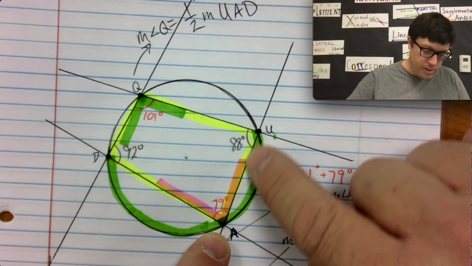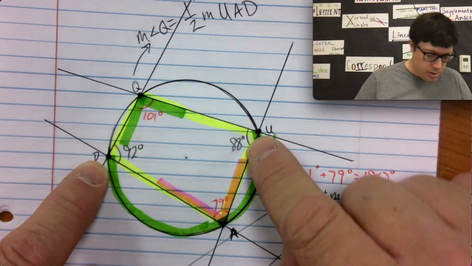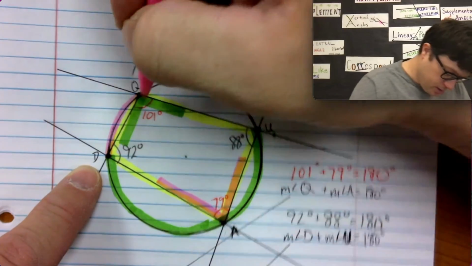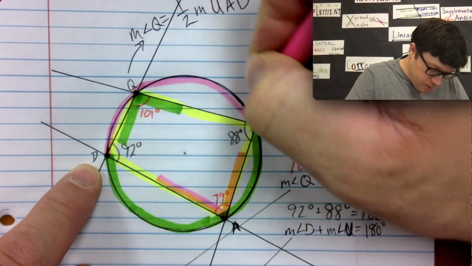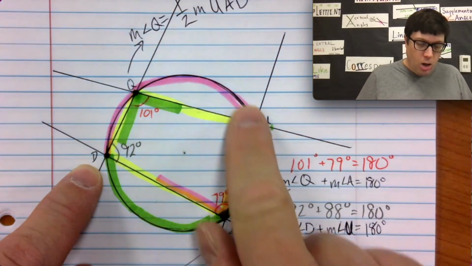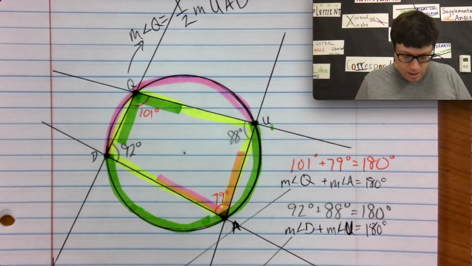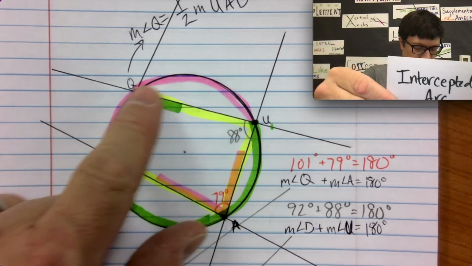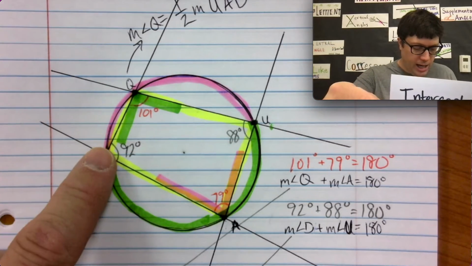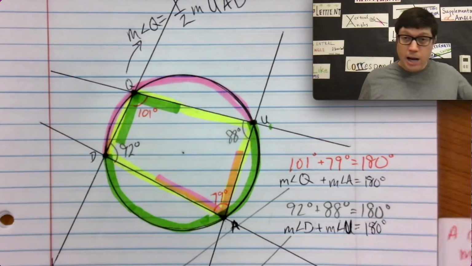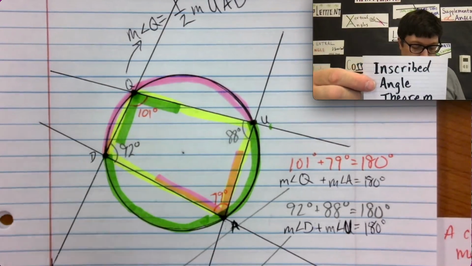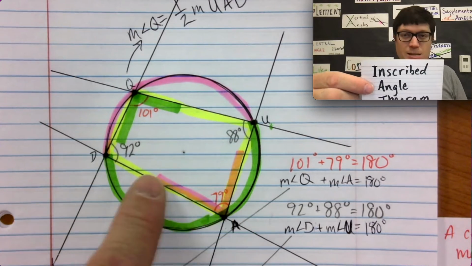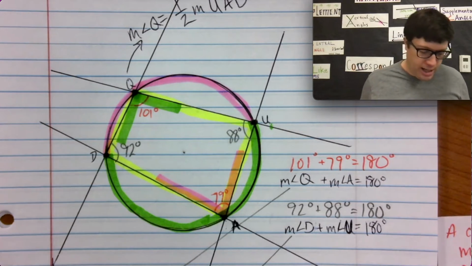So that means I'm going to go from U to D. U, D, Q, U, Q. Together, all of this is the intercepted arc, right? That's the vocab word I'm trying to highlight. All of this is the intercepted arc of angle A, UQD. And by the inscribed angle theorem, this measurement in arcs is going to be twice as big as the angle measurement at angle A. So I'm going to say that too.